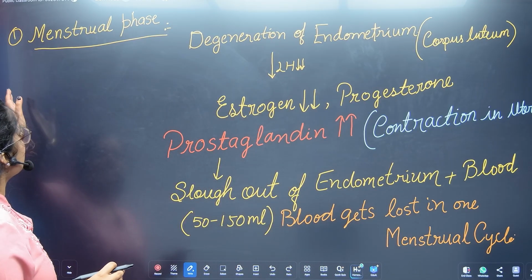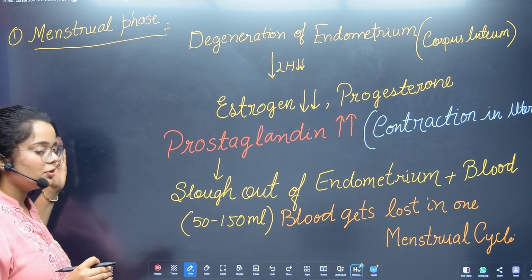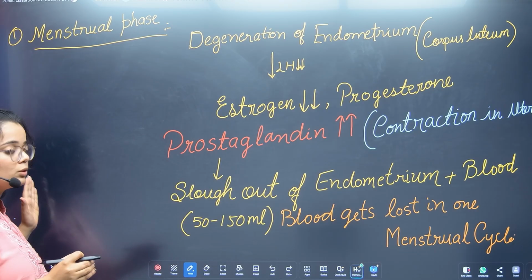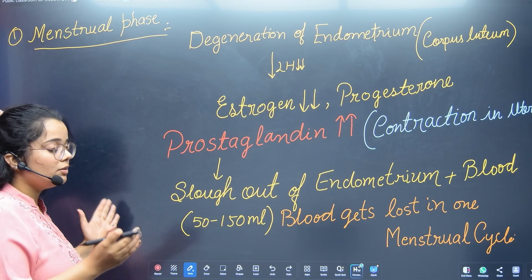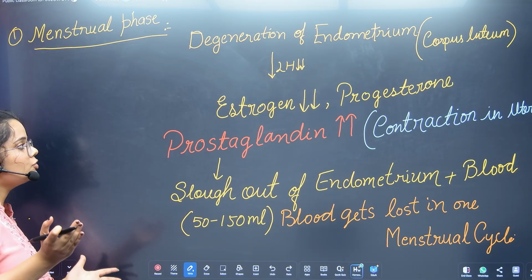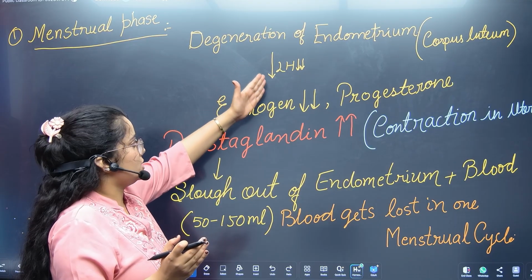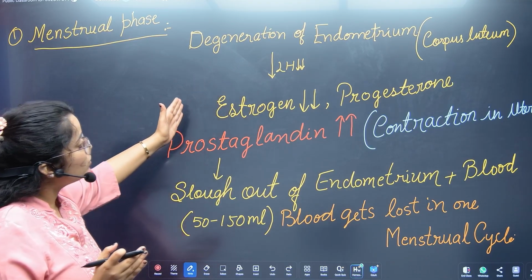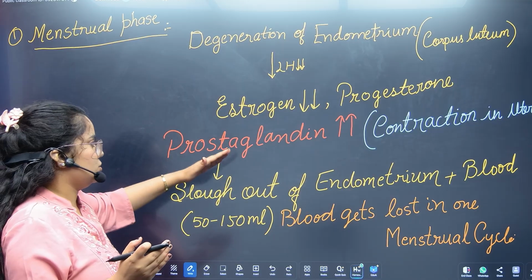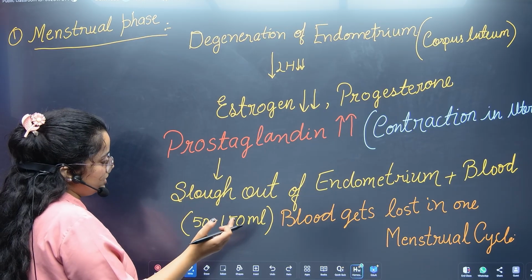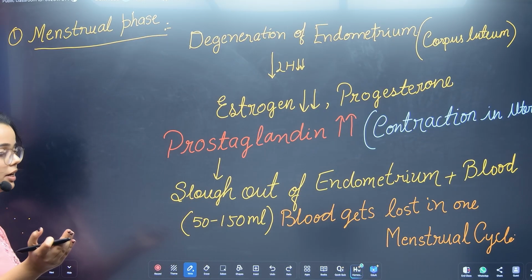Thus, we can see here in the menstrual phase there is degeneration of the corpus luteum. Since the corpus luteum was responsible for the production of luteinizing hormone, here the corpus luteum has degenerated, which leads to the decline in the amount of luteinizing hormone, which further leads to the decline of the hormones estrogen and progesterone. But one thing is there: a high amount of prostaglandin is present, which leads to contraction in the uterus.